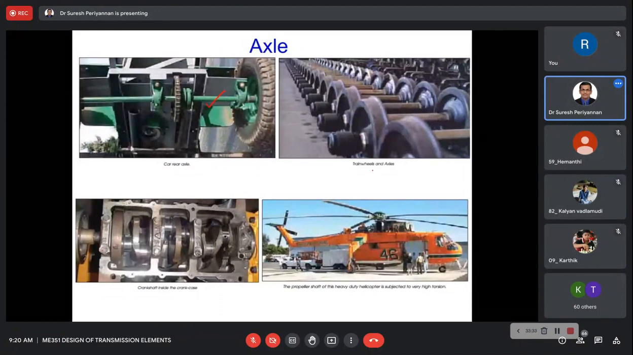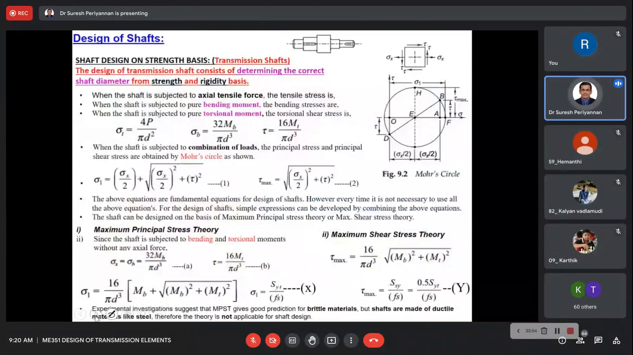This is the train wheels and axles, right? Now this is the crankshaft inside the crankcase. I mean the propeller shaft of these heavy duty helicopters. Now you see here the propeller shaft. Okay, these are, for example, shaft applications. Now we come to the shaft design.